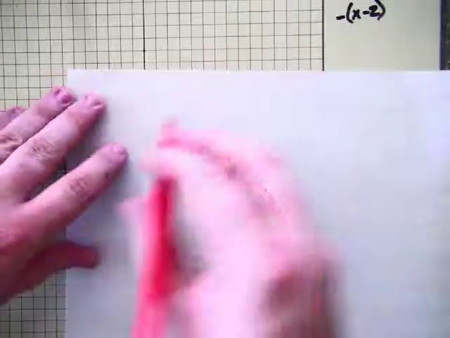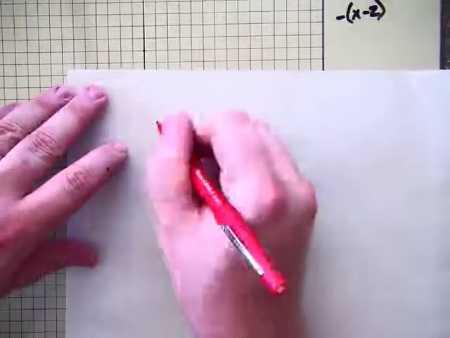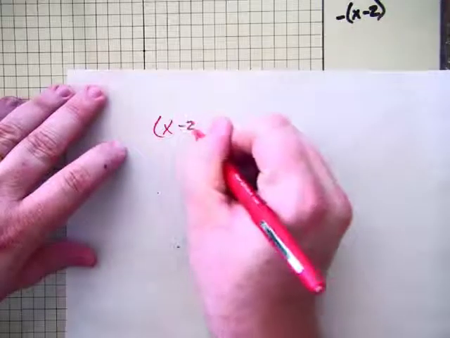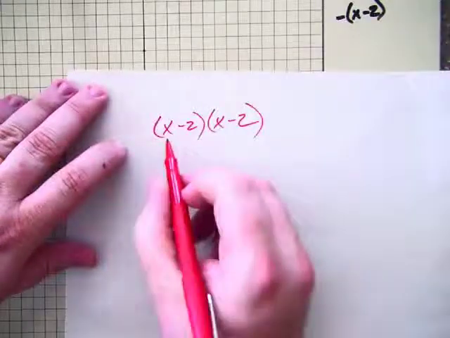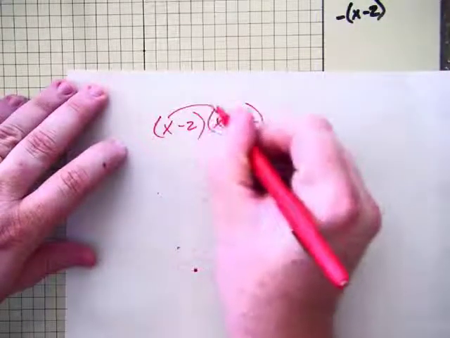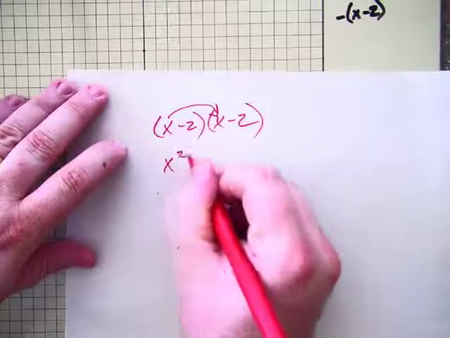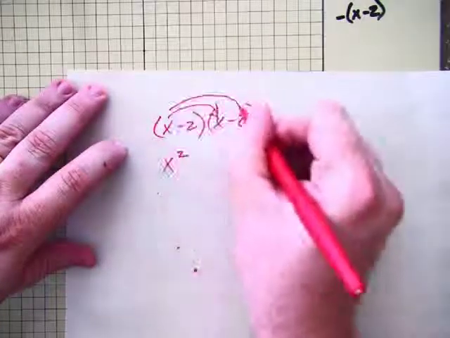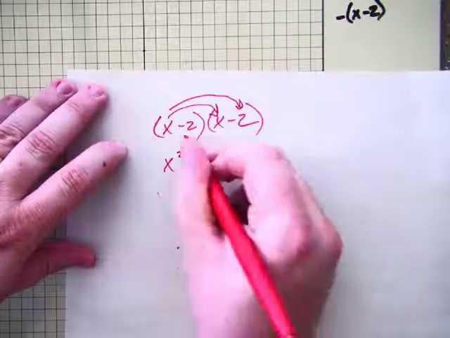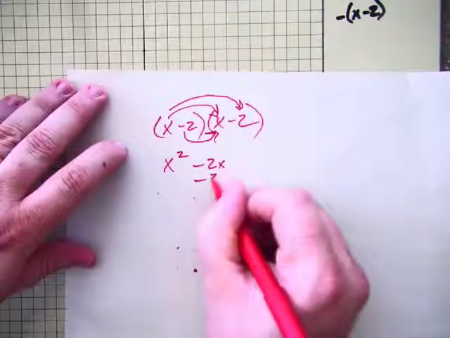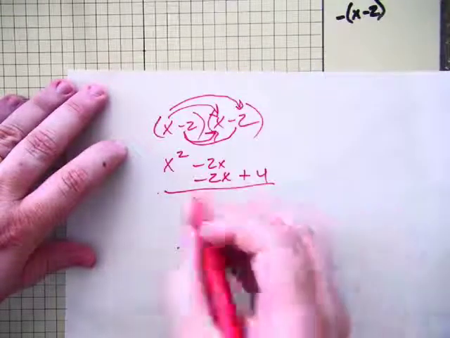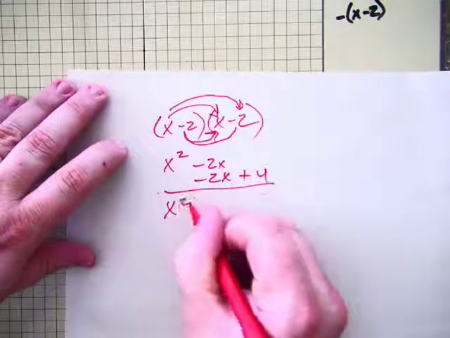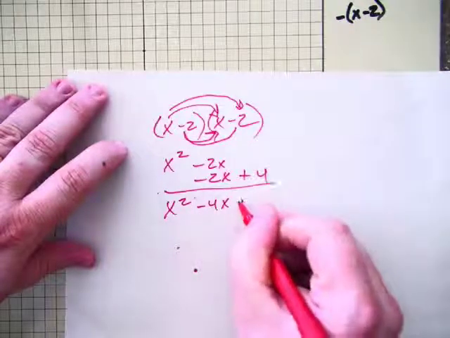If I have that, we square those, so (x minus 2) times (x minus 2), and that goes out, and you get x squared minus 2x minus 2x plus 4, and that simplifies down to x squared minus 4x plus 4.